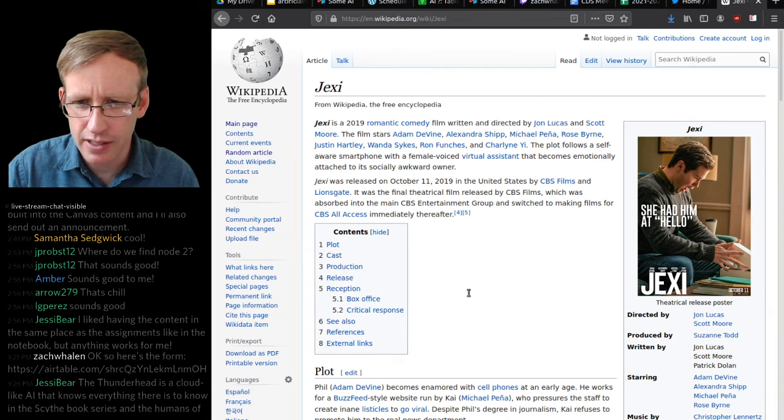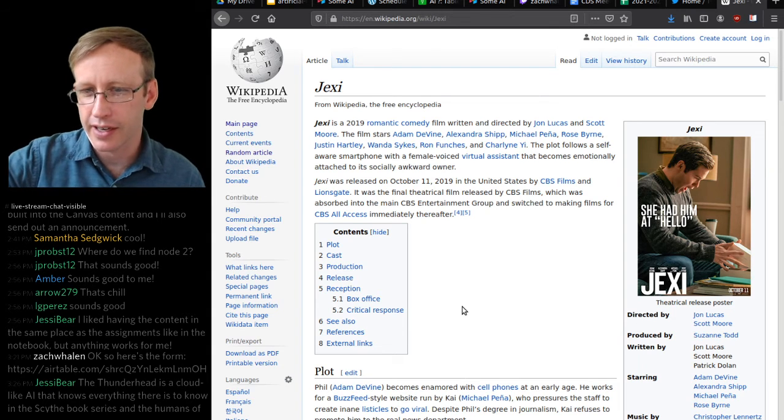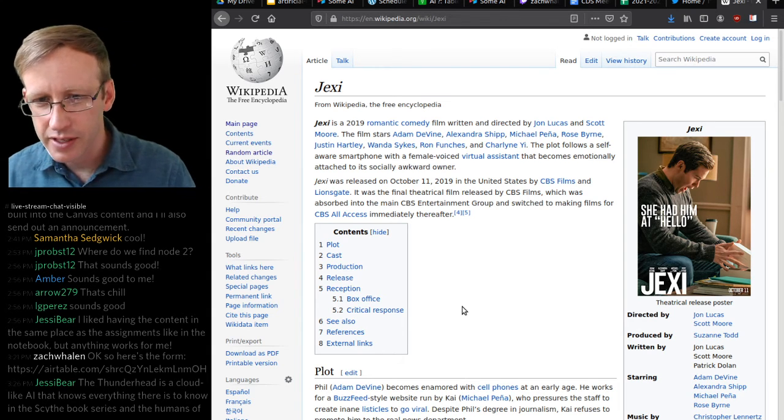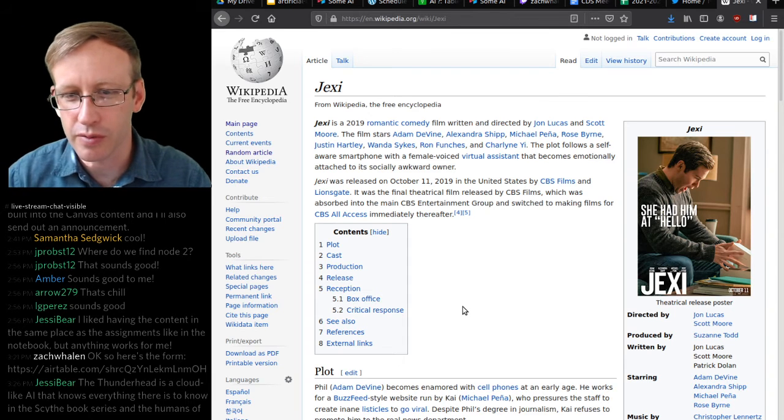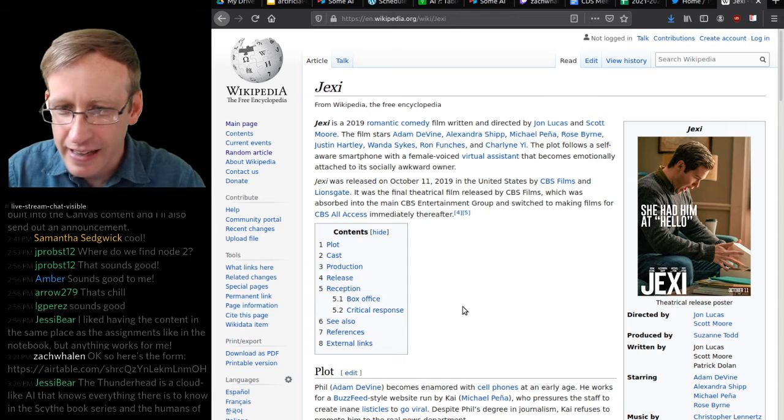So the Thunderhead is a cloud-like AI that knows everything there is to know in the Scythe book series, and the humans of that world can all call on it and ask it a question, kind of like Janet, except it just talks in their head rather than having a physical appearance. It does adhere to the rules of the world, but I wouldn't say it's good or evil. Okay, good, yeah. It sounds like a helpful one.